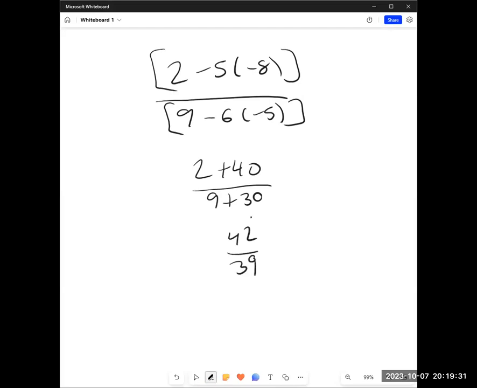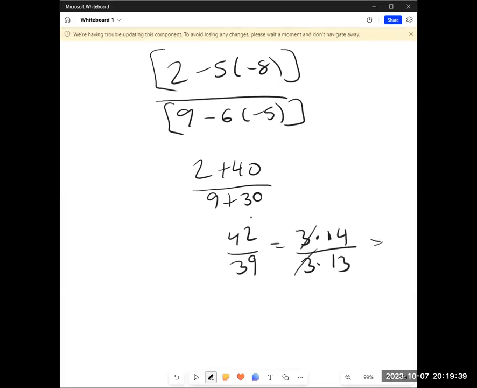Yes, it does. This is 3 times 14, and this is 3 times 13. It's going to be 14 over 13. All right. That's going to be it.